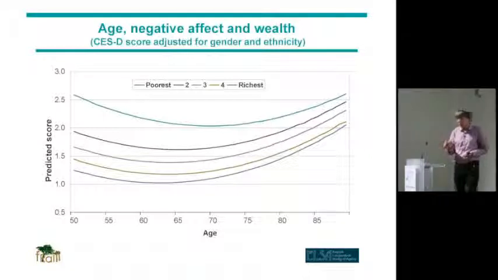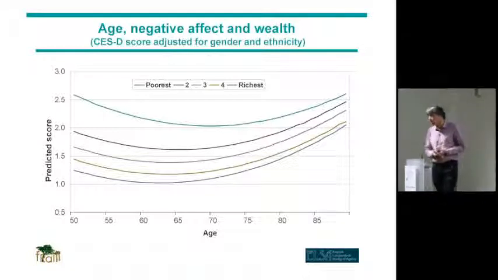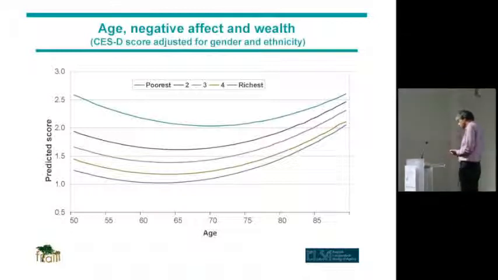But of course, socioeconomic position does matter in terms of well-being. So this is a relationship between negative affect and socioeconomic position, measured by wealth, split into quintiles. As I said, there's no age relationship here, but there is a socioeconomic position relationship here. The lines are neatly stacked on top of each other. The poorer you are, the higher the level of depression symptomatology you have.